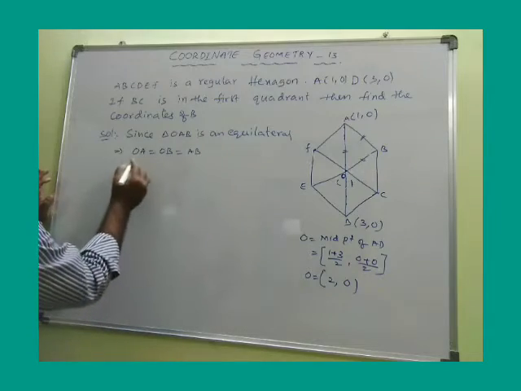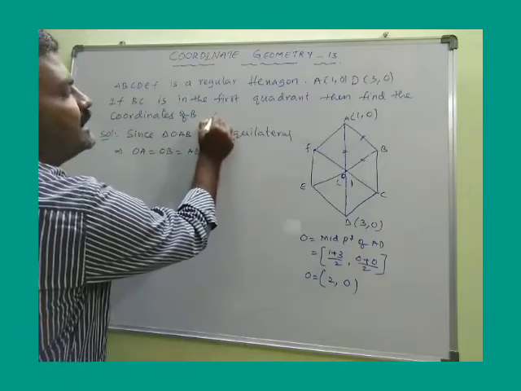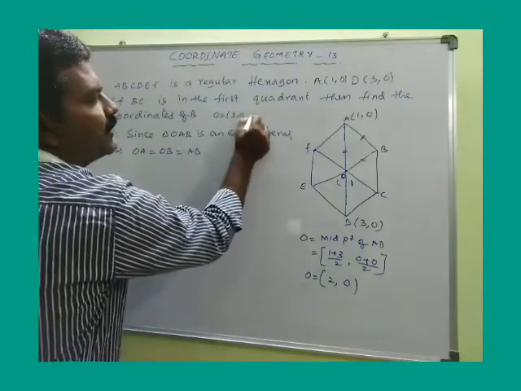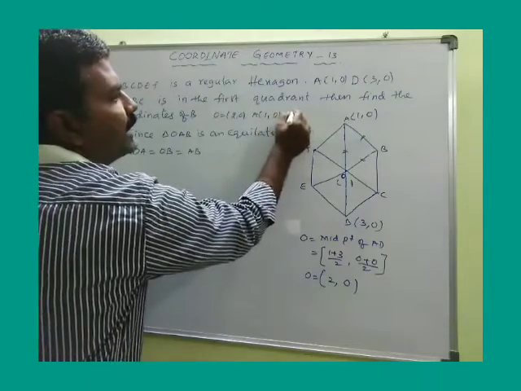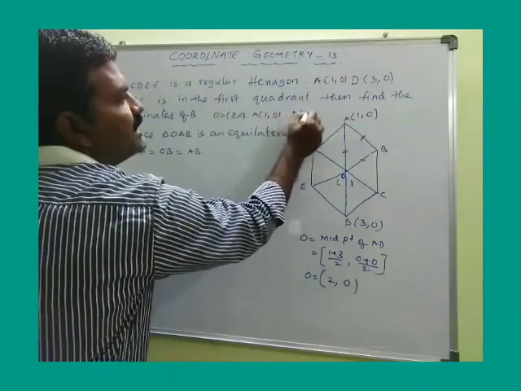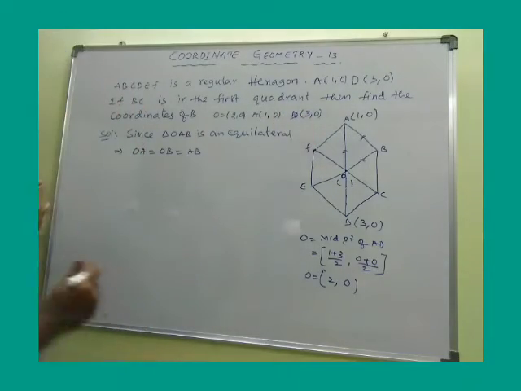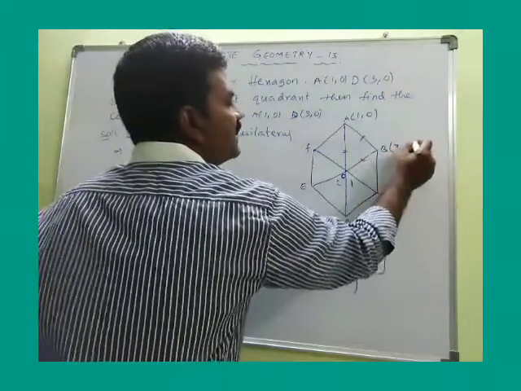So coming to OA, let me write once again. The coordinates of O are (2, 0). Already provided A as (1, 0) and D as (3, 0). And since we don't know B, say B as (x, y).